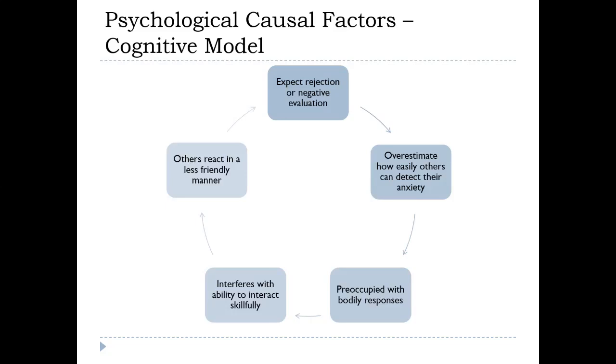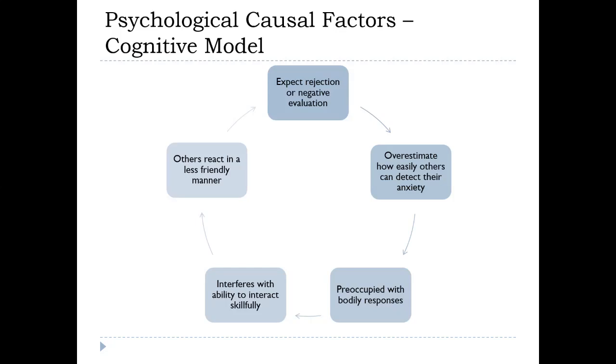Because they're overestimating this, they actually start to become preoccupied with their bodily responses, right? They are thinking, oh my gosh, I need to stop sweating. I need to stop stammering. I need to stop shaking. And they start to really focus on what's going on in their body. The negative consequence of that is they're so preoccupied with what's going on in their body that it actually interferes with their ability to interact in a socially skillful way, right? So if you are so focused on your body and other people noticing your anxiety, it's going to make it hard for you to just have a normal everyday conversation with the person, right? You're going to miss social cues. You are going to come across, right, awkward, potentially stilted in your conversation.